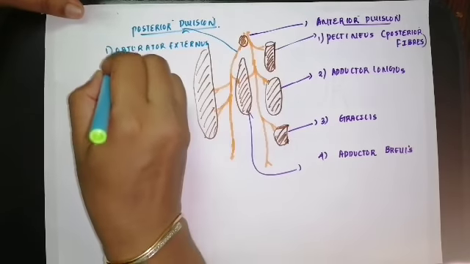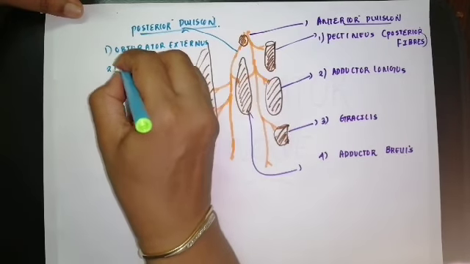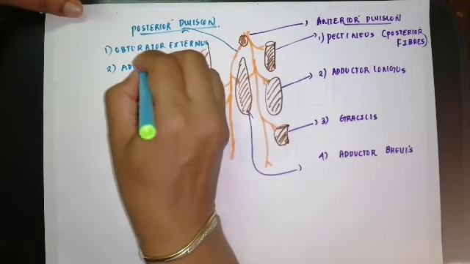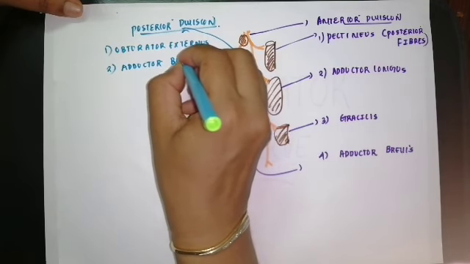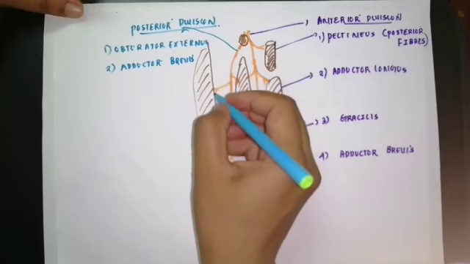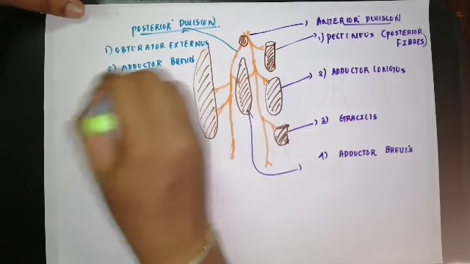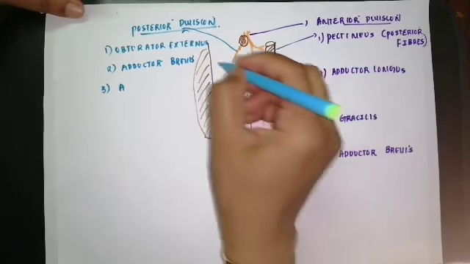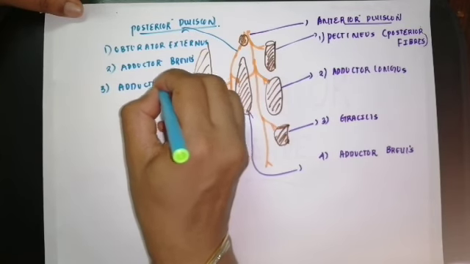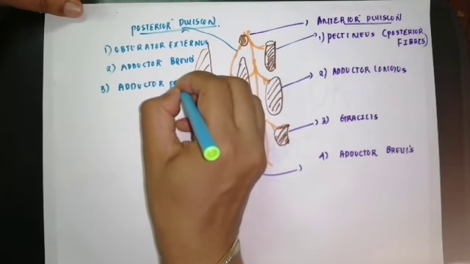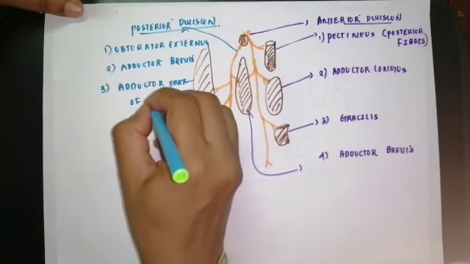Now, other is the adductor brevis in case it is not supplied by the anterior division. Adductor brevis. Now, the adductor part of adductor magnus muscle. This is adductor part of adductor magnus muscle.